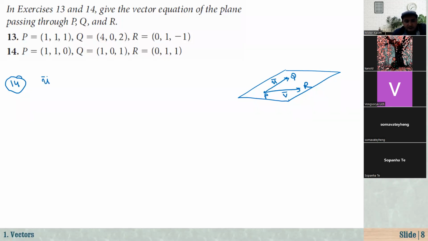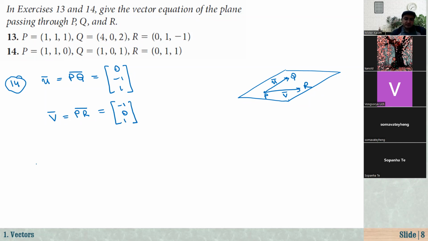What is vector U? Vector U is PQ. PQ is 1 minus 1, it is 0. 0 minus 1 is -1. And 1. And how about vector V? Vector V is PR. So that is PR: 0 minus 1, it is -1. 1 minus 1, it is 0. 1 minus 0, it is 1.